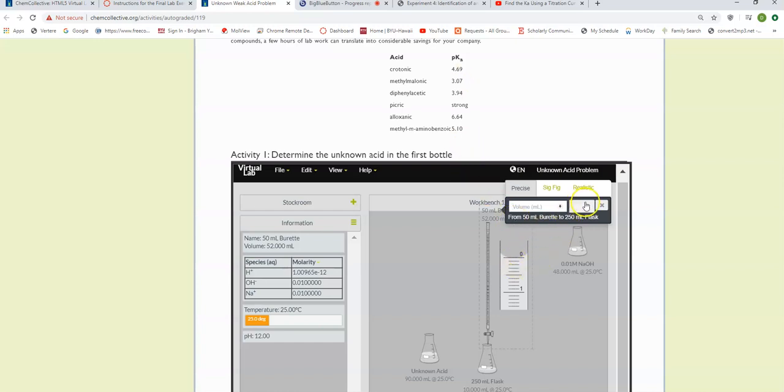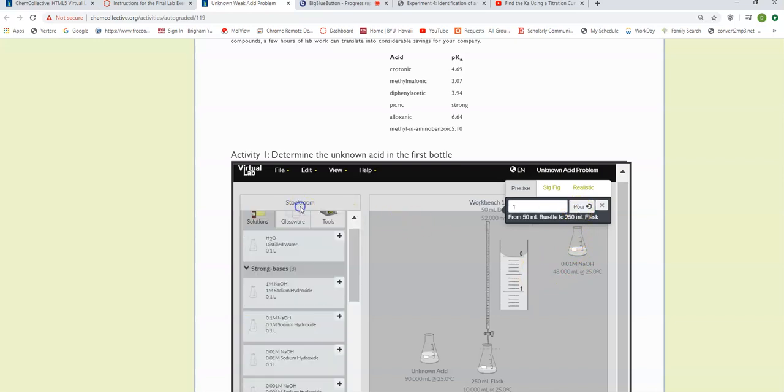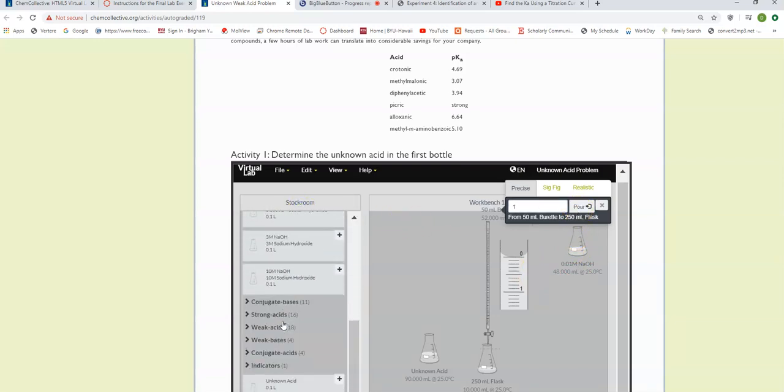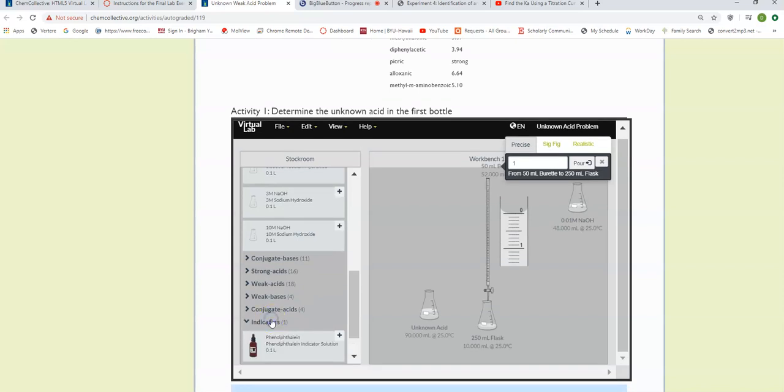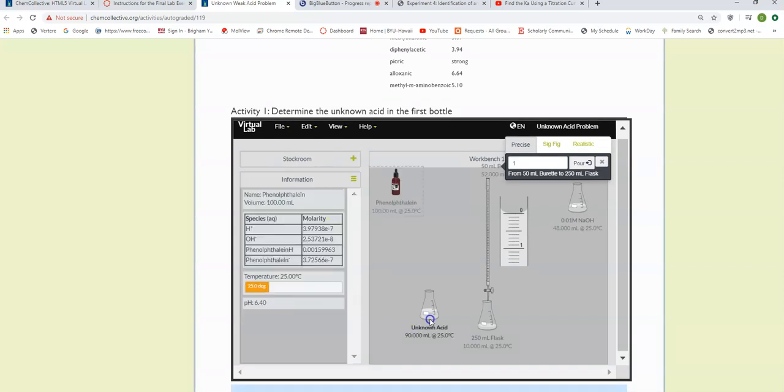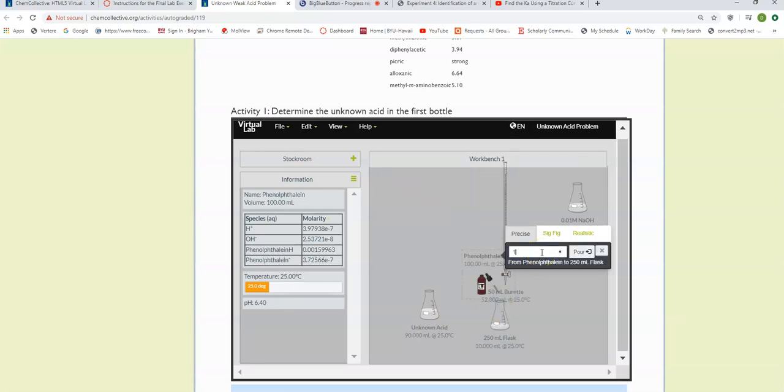So I'm going to add, let's start off with just 1 milliliter of my 0.01 molar sodium hydroxide. Now they don't give us an indicator in this problem. Oh look, they did give us an indicator. I didn't know that. It's wonderful. Not that we need one, but we'll put one in there.